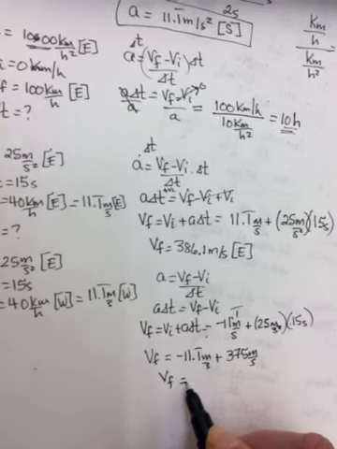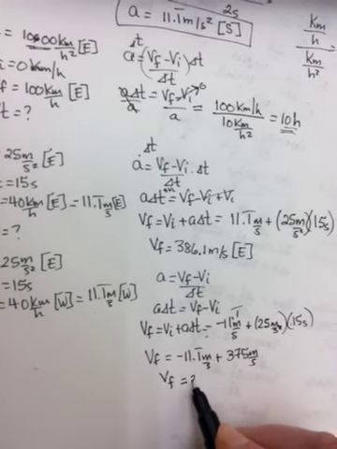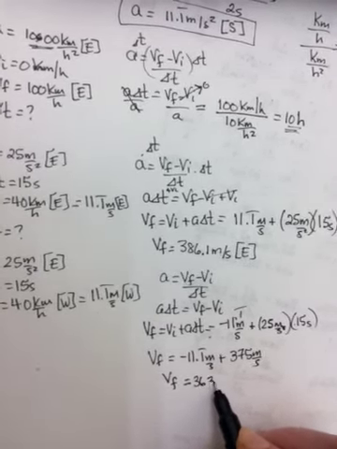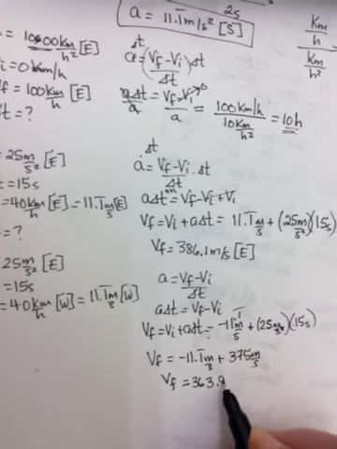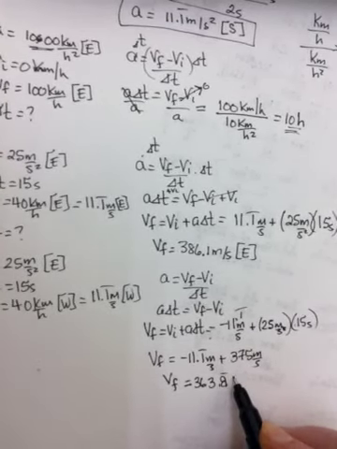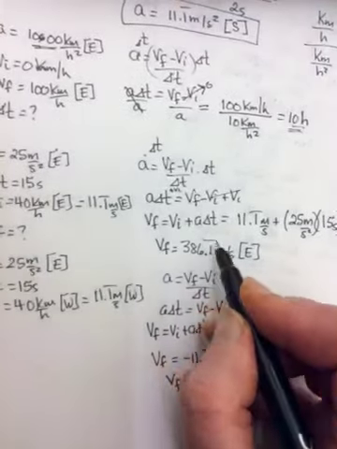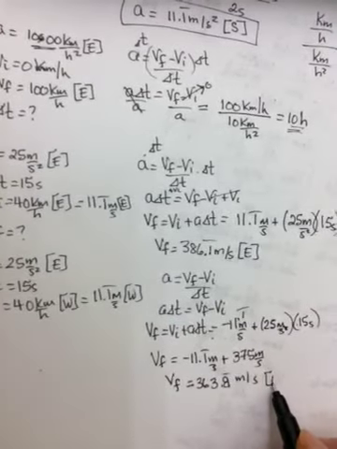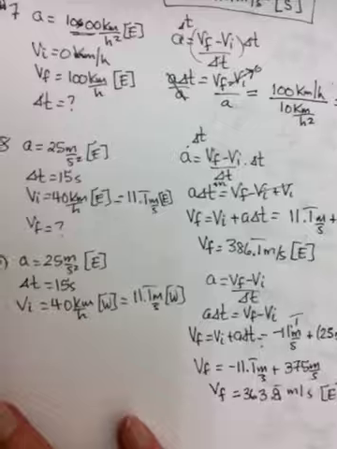So this time your Vf is going to be 363.9, maybe 0.8, I think, repeating meters per second, and up here this one was repeating. And it works out to be positive, so east.